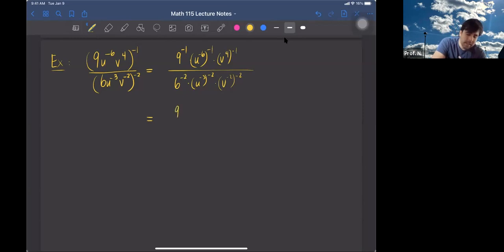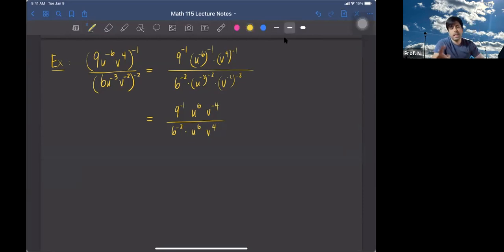Now take this a little step by step. I'm just gonna leave the 9 to the -1 for now and look at the next one. u to the -6 to the -1. I can multiply the exponents and I get u to the +6. v to the 4th to the -1. I multiply the 4 with the -1 and I get v to the -4. I'm gonna leave the 6 to the -2 for now. u to the -3rd to the -2 power, multiply -3 with -2 and I get +6. And I take v to the -2 to the -2 and I get v to the +4, pardon me. Negative times negative is positive.